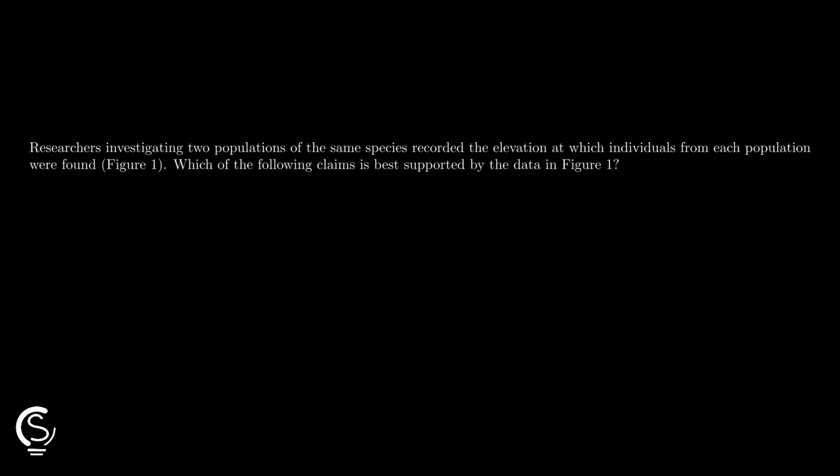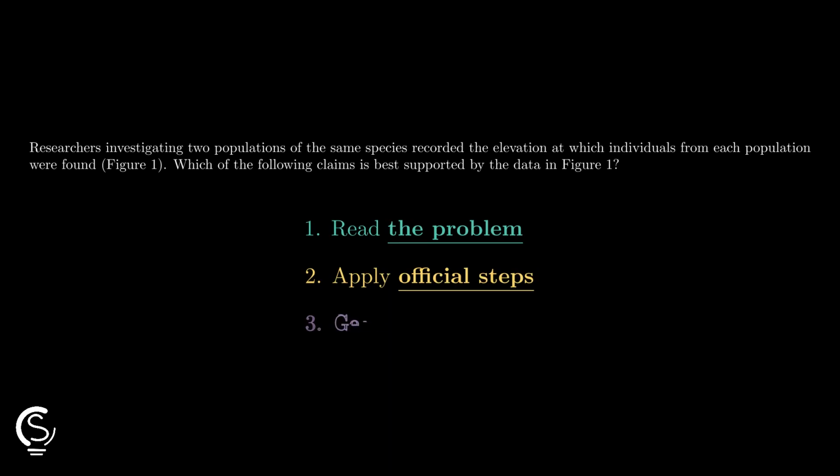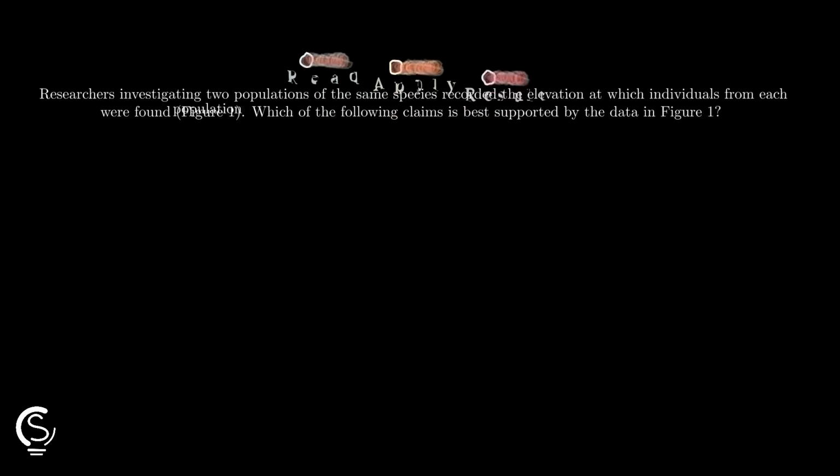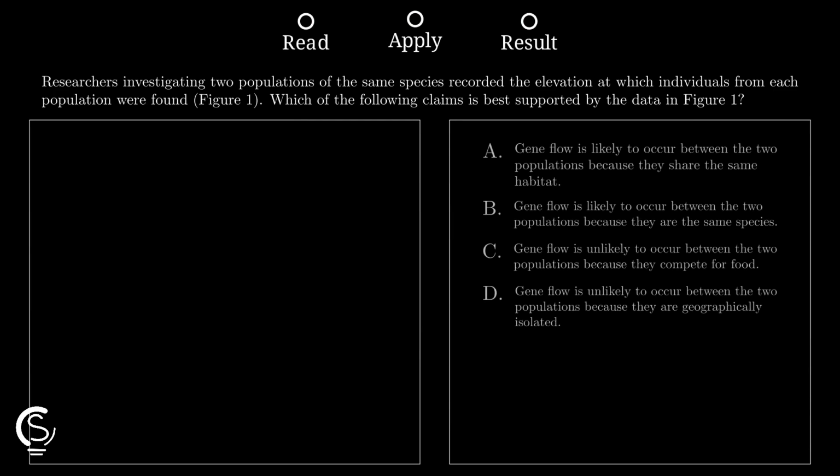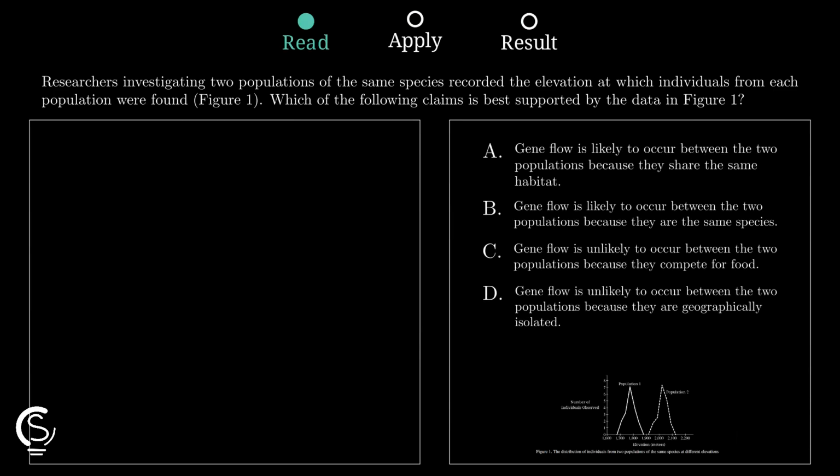The graph tells you whether these populations can actually exchange genes, and the key is where each population lives by elevation. Figure 1 shows the two populations living at different elevations. So start by comparing where each one is found instead of jumping straight to species labels or habitat assumptions.